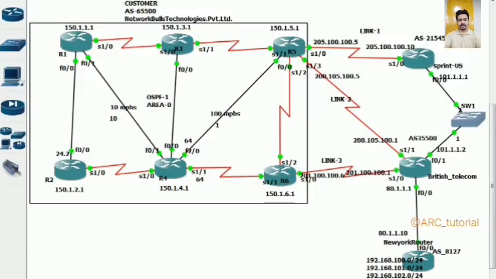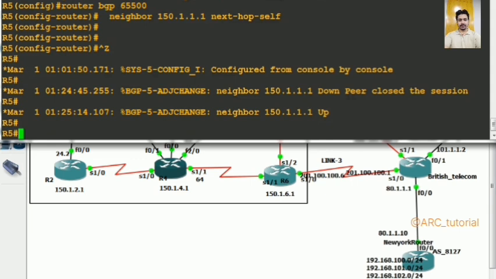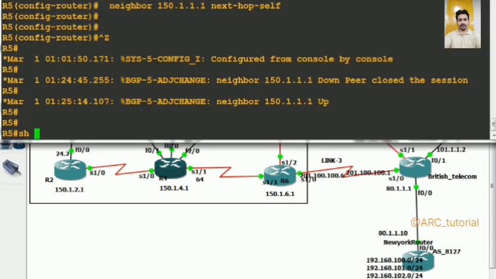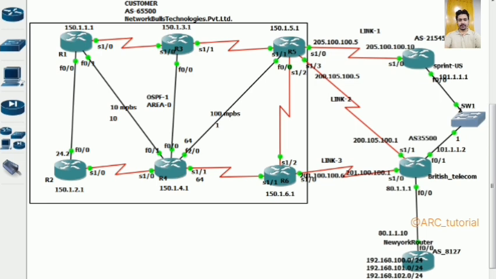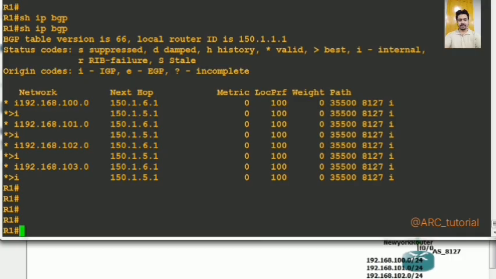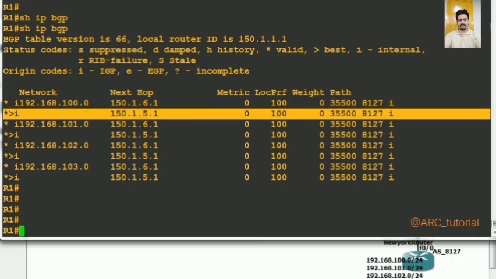However, you can move back again to R5, and on R5 you will be receiving prefixes from its eBGP neighbors only, not from its iBGP neighbor. See, this is R5. It is receiving these prefixes coming from its eBGP neighbors only, Sprint US as well as BT. It's not receiving this prefix information from R1, because for R1 its best path is via R5 itself. So why will it advertise this information back towards R5? Try to understand. For R1 its best path is what? Via R5. So why will it advertise these prefixes back towards R5?